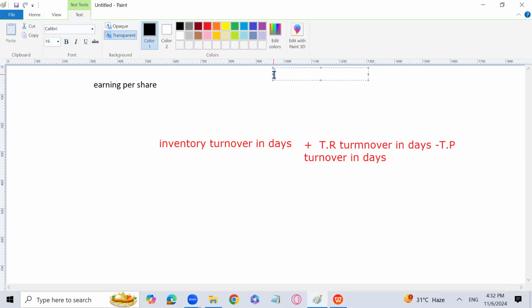Earning per share means how much earning you are getting from the business on each share. Whatever profit you are earning from the business, what is the earning you are having on each share. The formula for this is profit for the year divided by number of ordinary shares, or number of shares, because all shares are going to be ordinary shares.